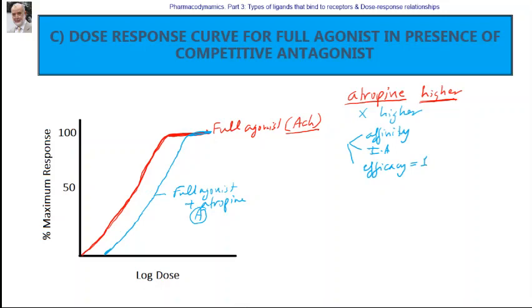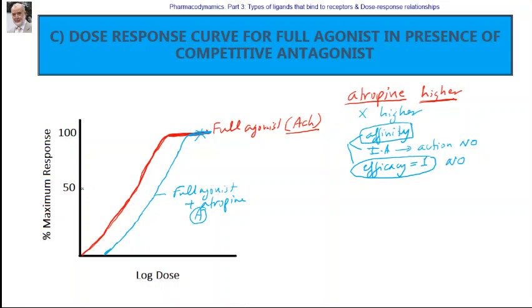So let us start with the efficacy. Did it change? Efficacy is still 1. No change in efficacy takes place. Therefore, competitive antagonism did not affect efficacy. Now, intrinsic activity means action. As we can see, the agonist still produces action, so intrinsic activity has not changed either. So what has changed? Affinity changed. How is affinity changed?